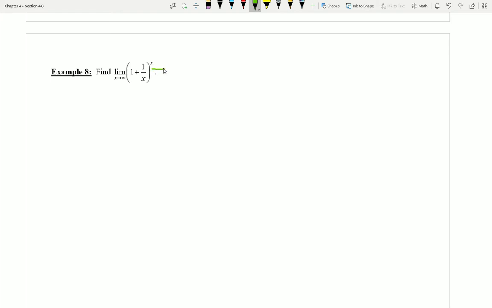Now immediately what I can see here is that inside these parentheses, if x is going towards infinity, I'm really going to have 1 plus something approaching 0. And so here I kind of have 1 almost raised to a power. But if x is going towards infinity, then I have 1 to the infinite, and this is one of those indeterminate powers.